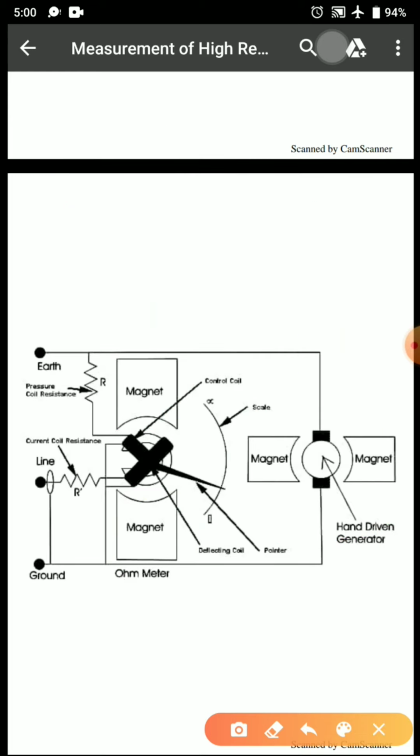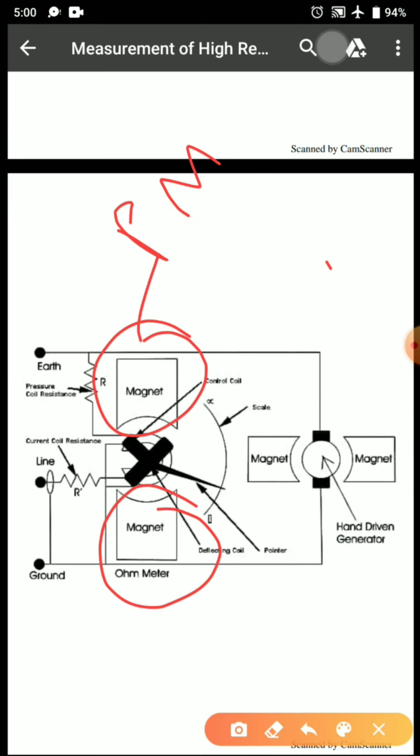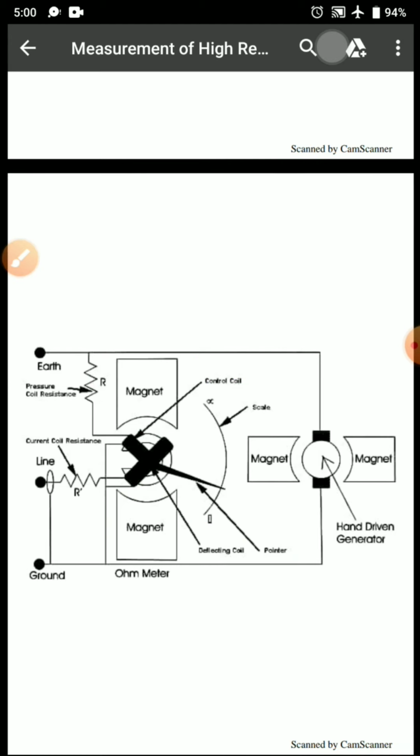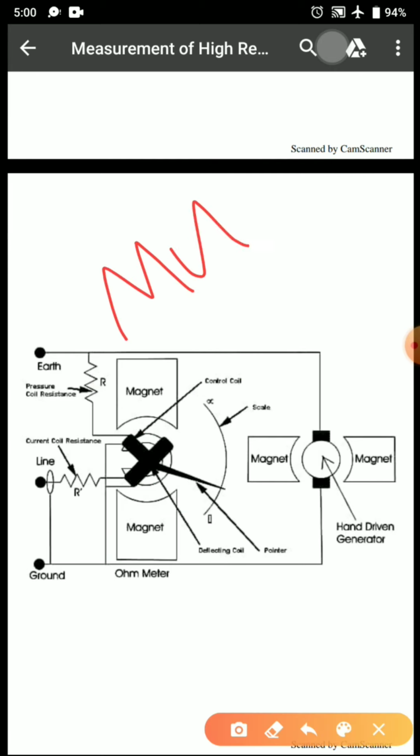Here the permanent magnets placed do not play any role in the pointer deflection. Why? Because the current coil and voltage coil are both kept under the same permanent magnet system, therefore the permanent magnet system will have no effect over the pointer. So this is basically the megger. Megger is widely used for measuring resistances in the order of mega ohms. That is why it is also called a megger.